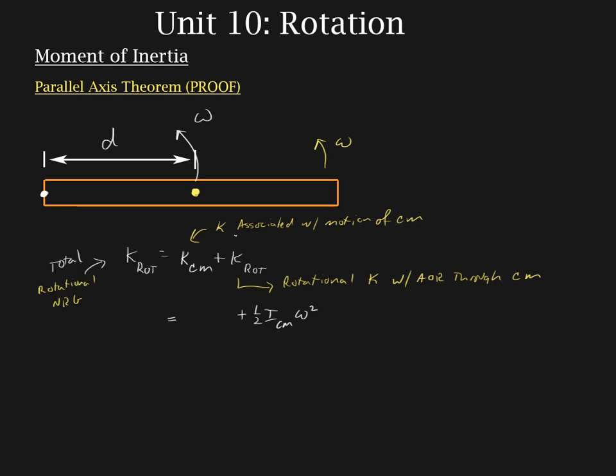Now remember that the translational kinetic energy is associated with motion of the center of mass. And since the center of mass is no longer fixed in space, we now have a 1/2 m v squared. And remember, that's just for the center of mass. And then, of course, K rotational for the whole object now becomes 1/2 I omega squared. And this I is the new moment of inertia for the entire rod.